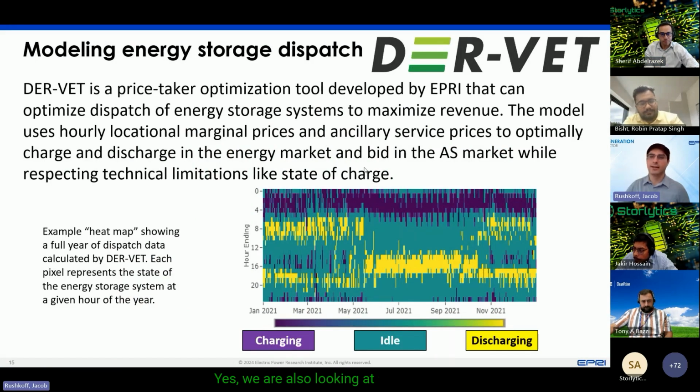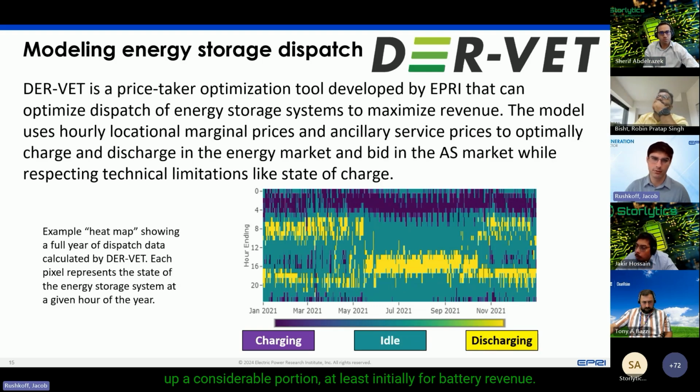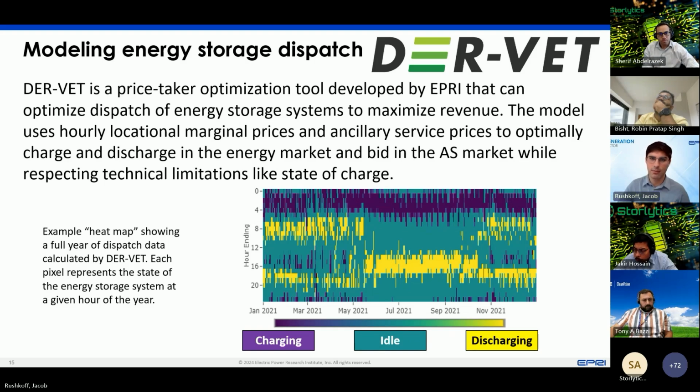Yes, we are also looking at ancillary services. We started out just looking at arbitrage, and I think that comes from the idea that ancillary services don't make up that large of a capacity that's required. But ancillary services will certainly make up a considerable portion, at least initially, of battery revenue. And so we're stacking these services. So we take historical prices for LMPs, we take historical ancillary service prices, and we co-optimize the best strategy for the battery to take.